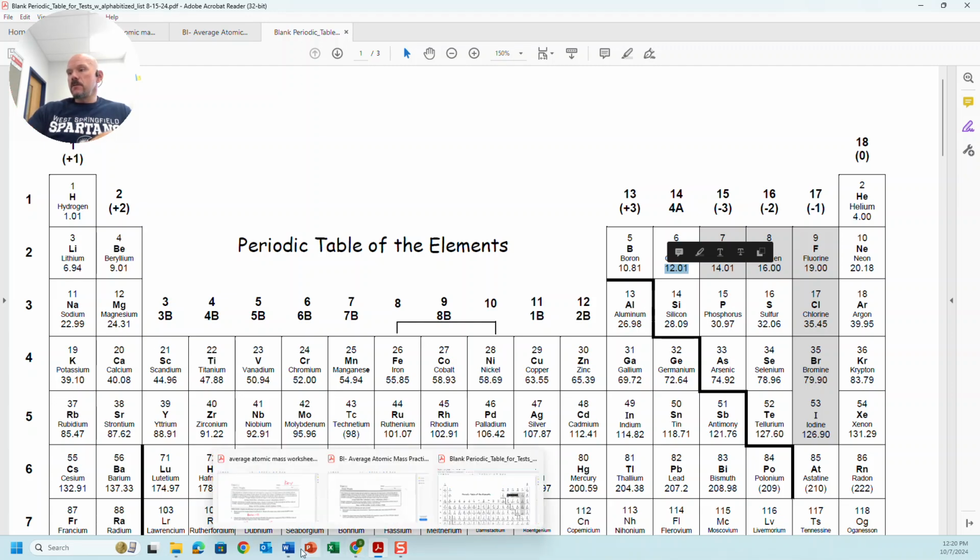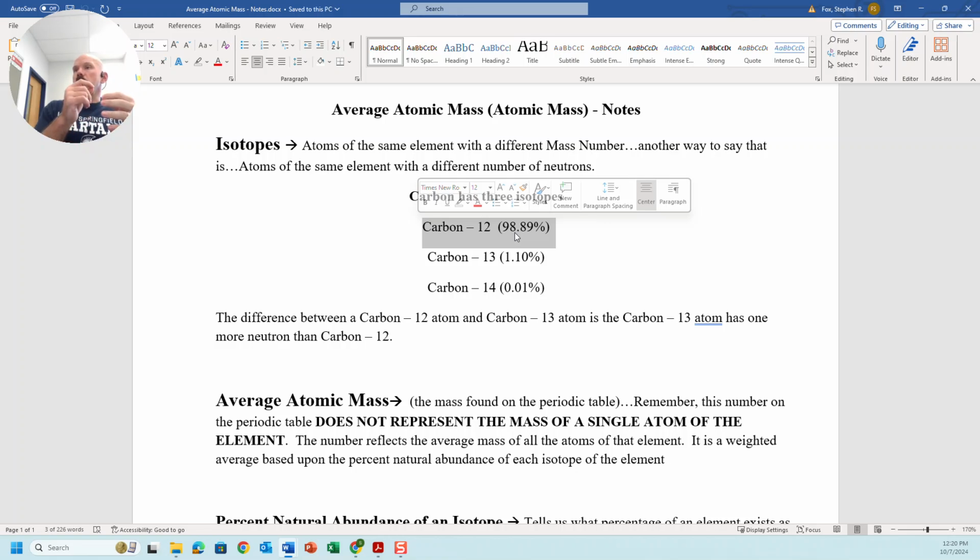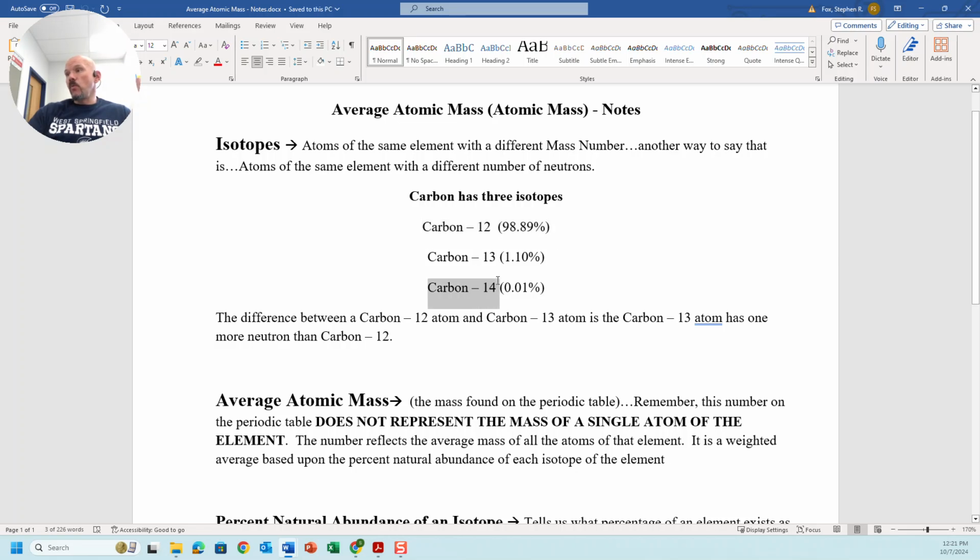So if we go back to this note handout here, okay, notice that most carbon atoms are carbon 12 atoms. Notice they're almost 99%, 98.89% abundant. Okay, what does that mean? It means if I have a random sample of carbon, then around 99% of those carbon atoms are going to be carbon 12. So most of those atoms are going to be 6 protons, 6 neutrons. But some of them, right, will be carbon 13, and then some of them will be carbon 14. But it's going to be a very small amount of those numbers.